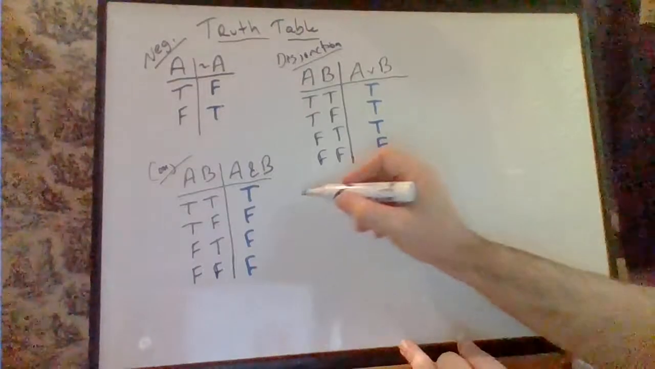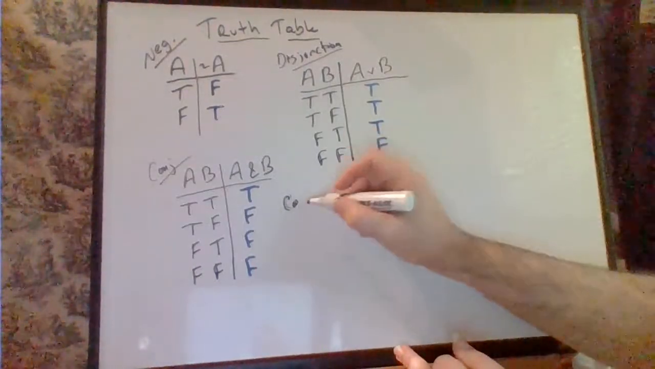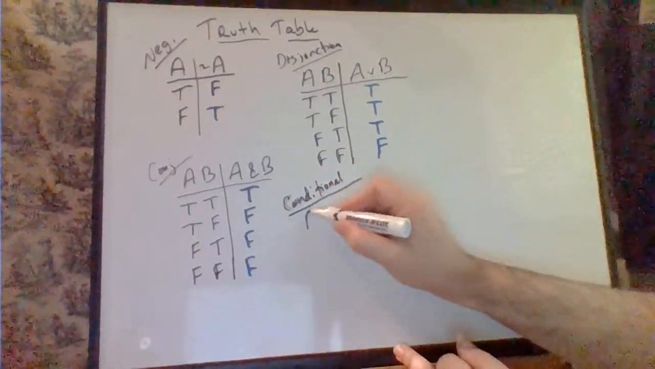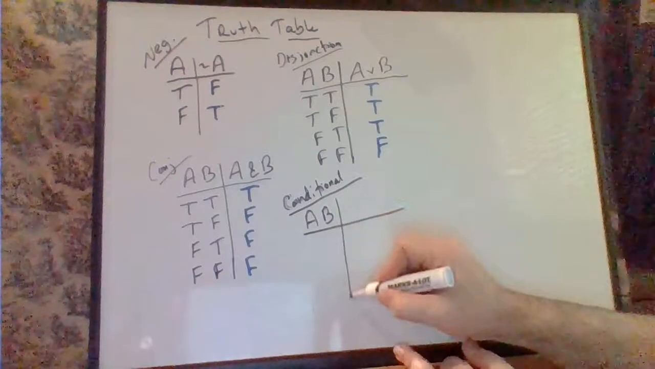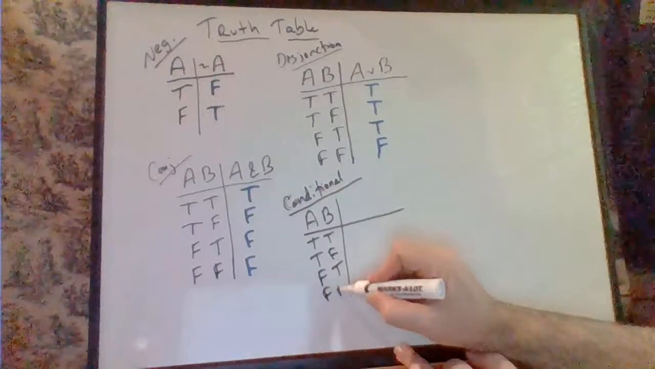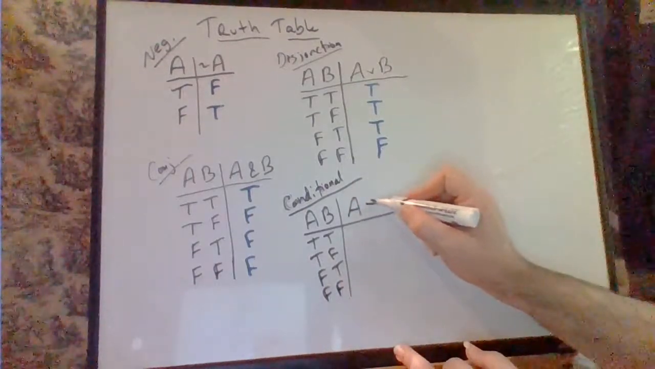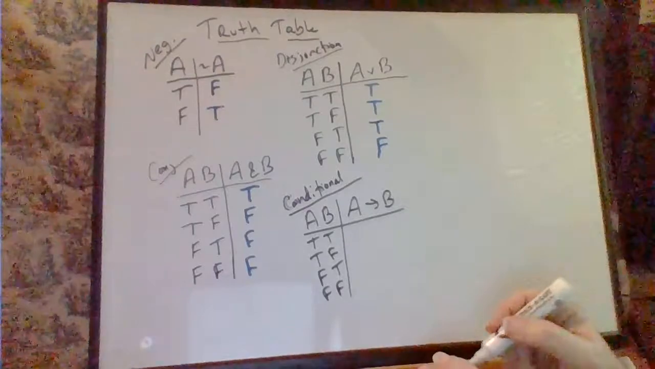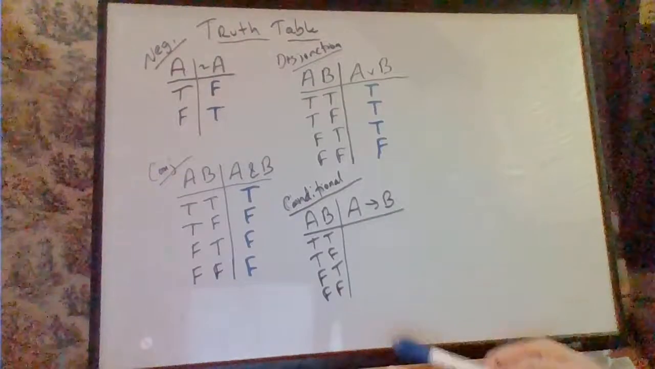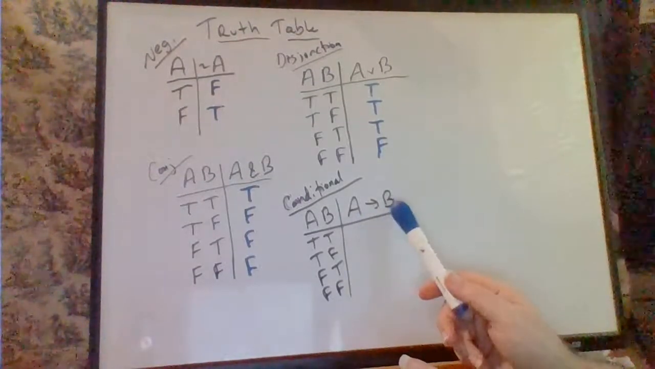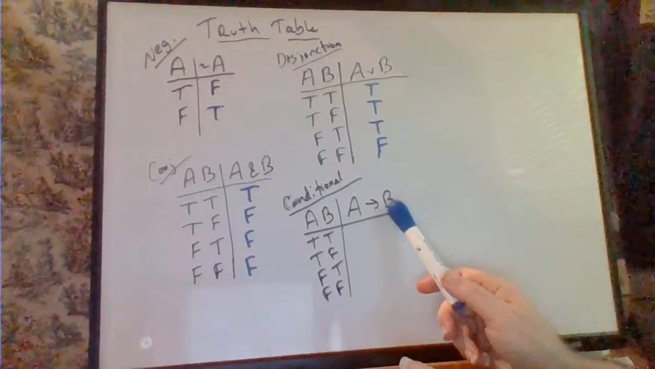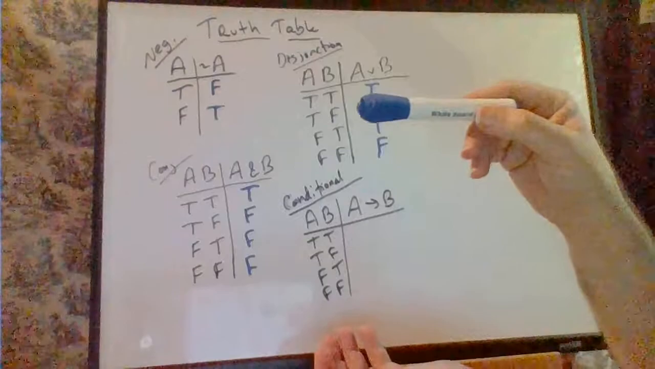The conditional. Again, two things, so 4 lines: true, true, true, false, false, true, false, false. And so if A, then B. Okay. Now, keep in mind what a conditional says. A conditional statement says that if the antecedent is true, then the consequent must follow from it, right? If the antecedent is true, the consequent must be true. If I release the marker, then the marker will fall.